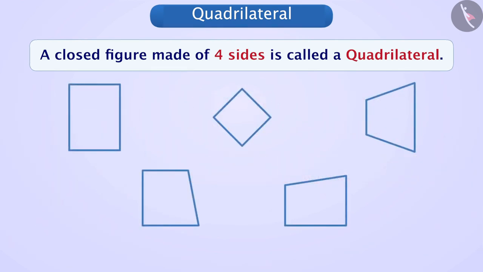Now again look at these figures. As you can see that there are so many types of quadrilaterals. To understand these, we classify them into various types. So let's learn about types of quadrilaterals.